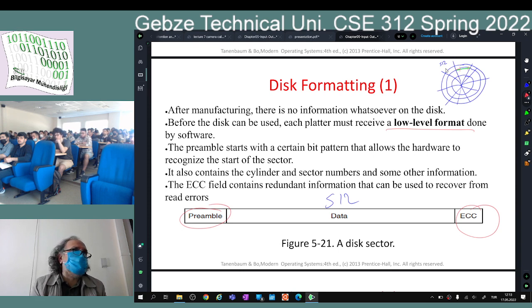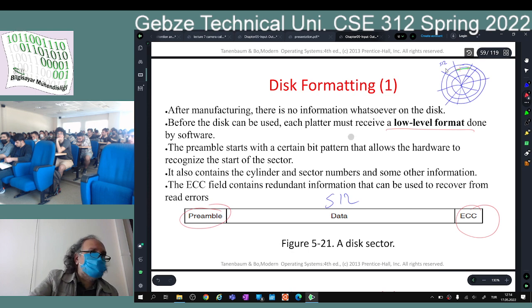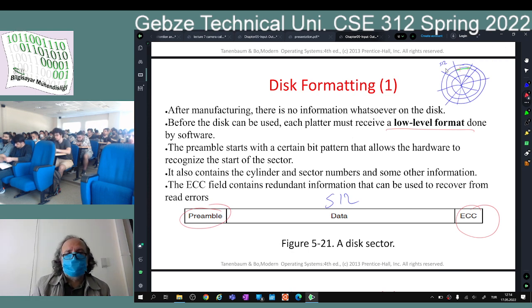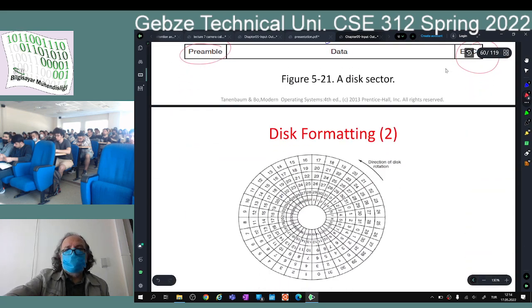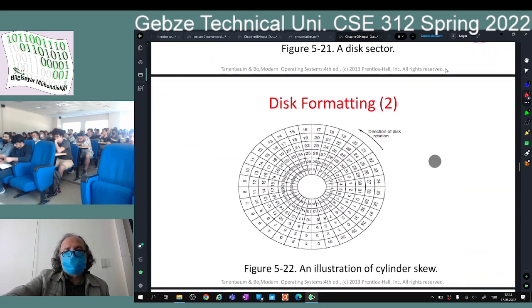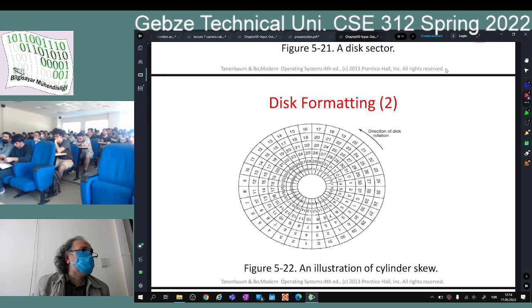I am just putting in new inodes. Or with a FAT based system, you just say that I don't have any data available on this disk, and that's it. So fast formatting doesn't do any low level format. But if you do the low level format, you have to go to your tracks one by one and write this information. So that's why it takes longer. Okay, good. So this is disk formatting. Any questions so far?